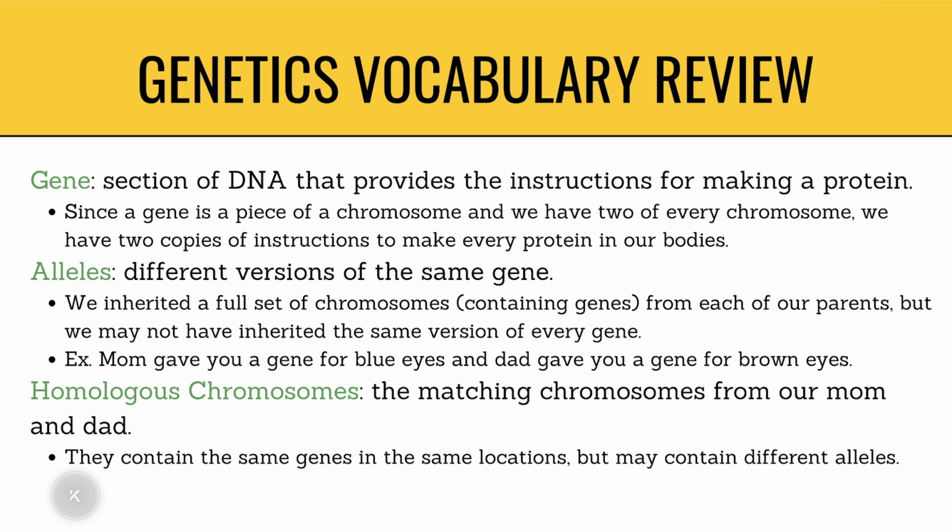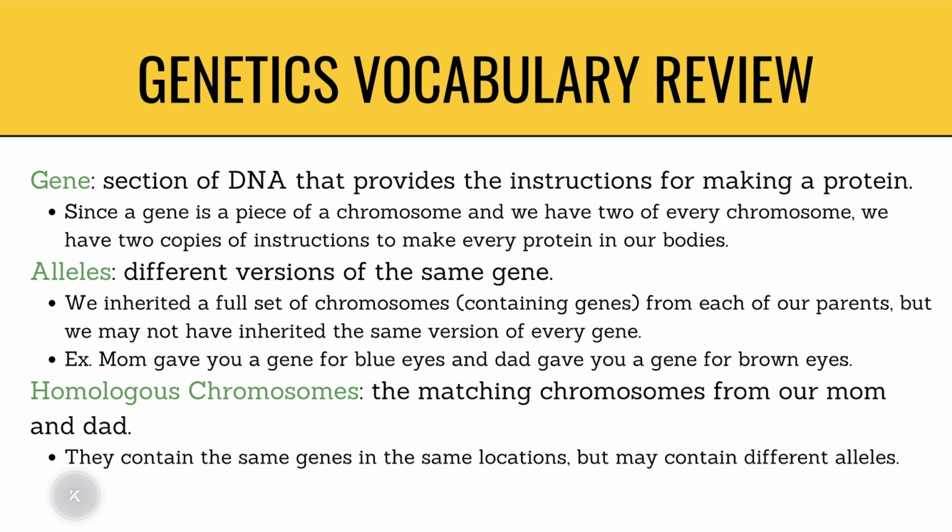Then you have the alleles, which are different versions of the same gene. So we inherit a full set of chromosomes from each one of our parents, but we do not have to inherit the same version of every gene. For example, mom gives you a gene for blue eyes and dad gives you a gene for brown eyes. Both of those are for the same trait, the same gene of eye color. However, it's a different option, either blue eyes or brown eyes.